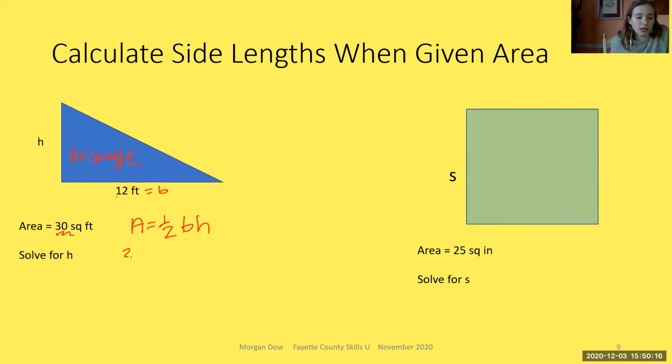So the area is 30. I'm going to replace A with 30. And the base is 12. So I'm going to replace B with 12. And that H is unknown. So now this is just an equation that we need to solve.